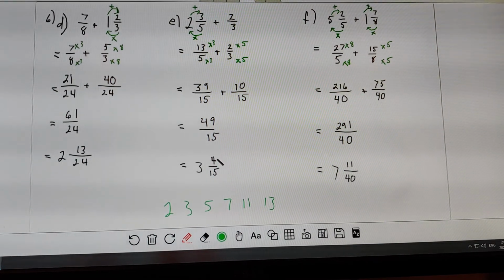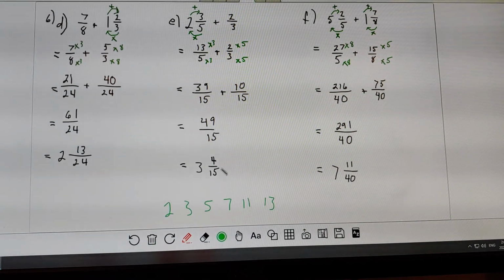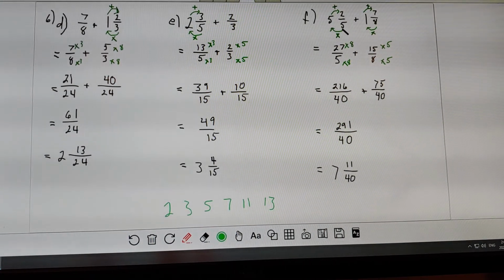And I'm already over top of my numerator. 5's larger, so it's not going to work. So that tells me that's lowest terms. So on to F.